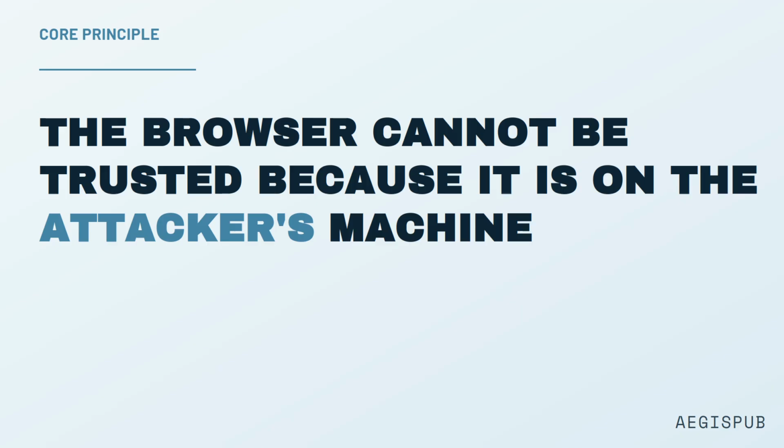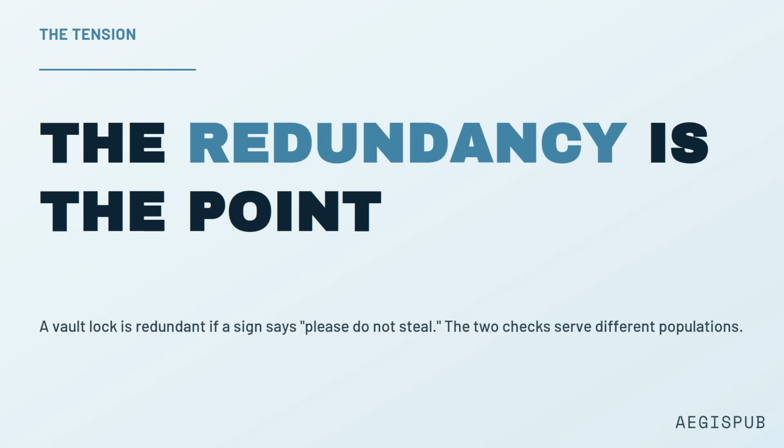appreciated. Development teams under deadline pressure look at this and ask a reasonable question. If the JavaScript is already checking this, why do we need to check it again on the server? Is that not redundant? It is redundant in the same way that a lock on a bank vault is redundant if there is already a sign outside that says, "Please do not steal." The redundancy is the point.